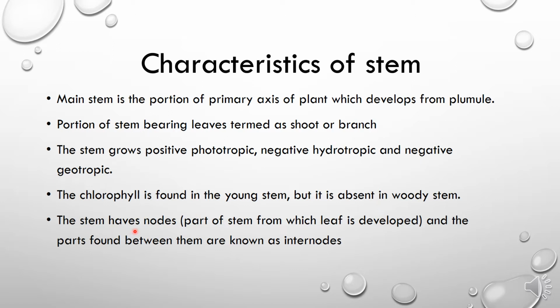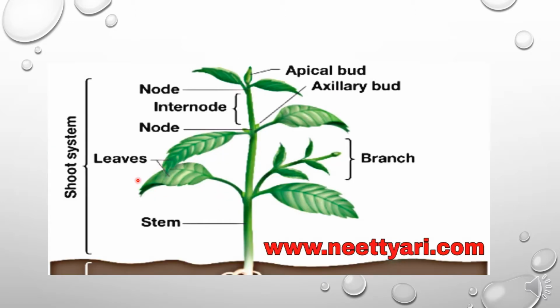The stem has nodes. You have seen that the stem has certain parts in it; they are called nodes. Nodes are the separations found in the stem, and these nodes are the parts from which the leaf develops. The part between two successive nodes is called the internode. Here in this diagram you can see what a node is. This is a node, the part of the stem from which a leaf arises. This is also a node, and the part between the two nodes is called an internode.